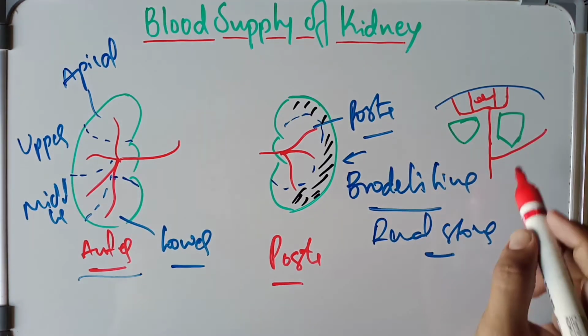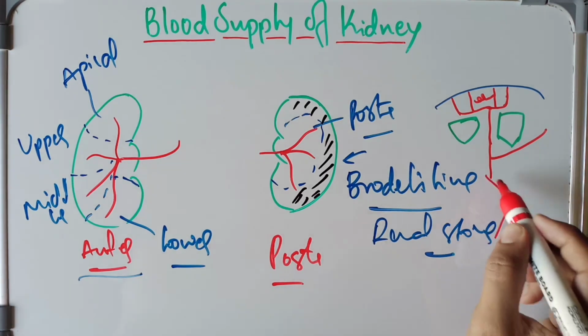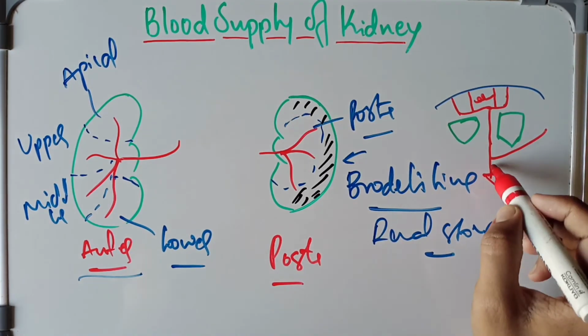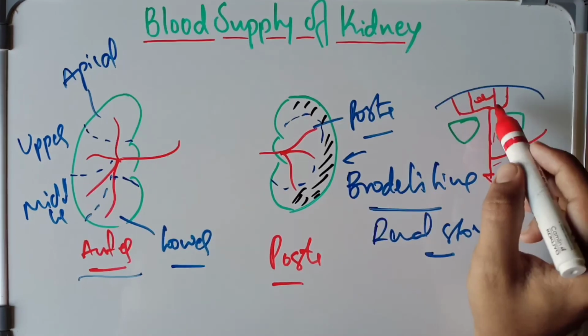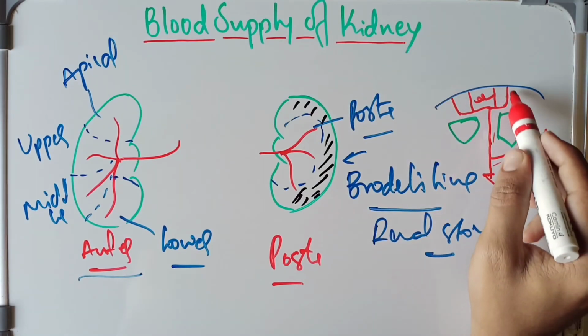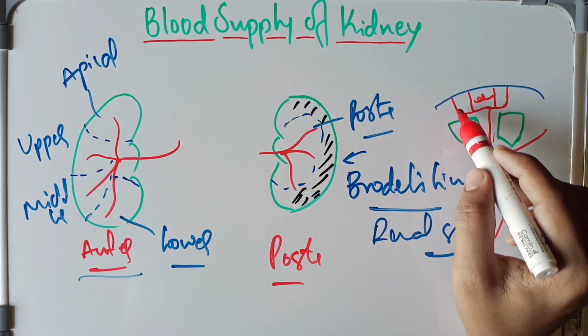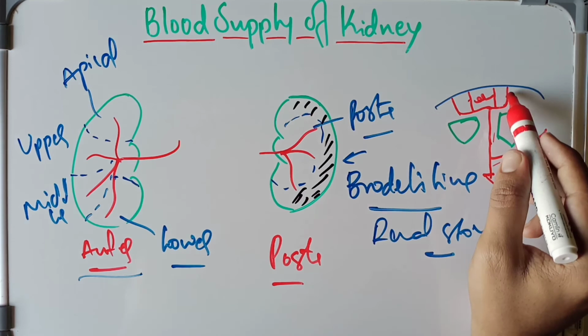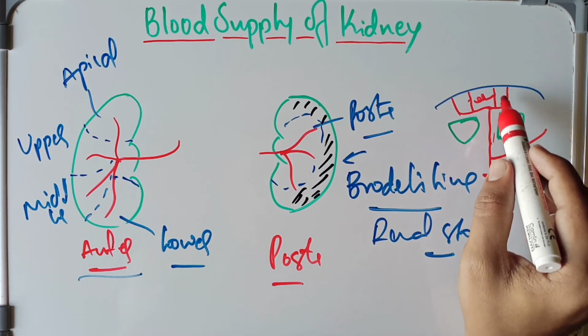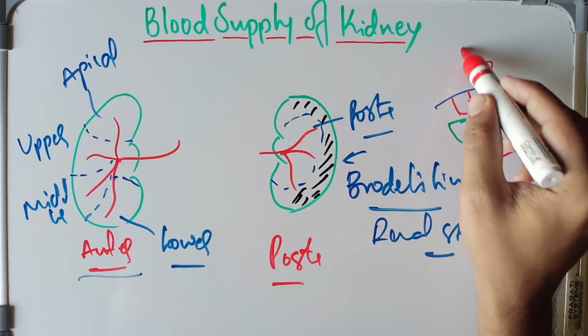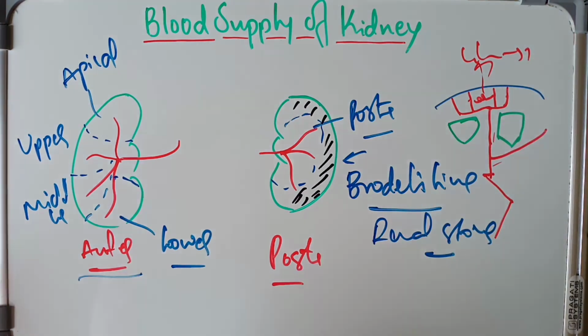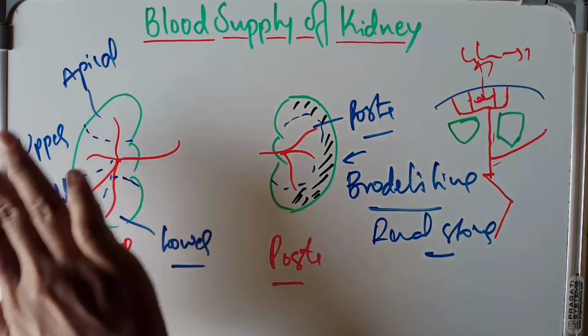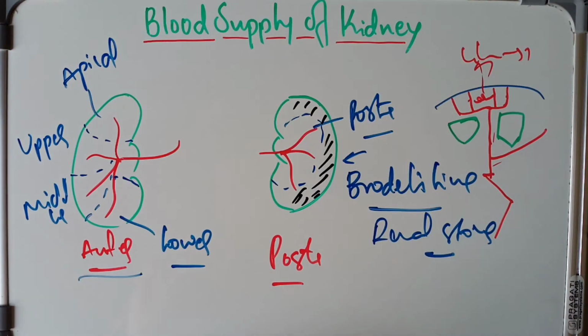So these are the segmental arteries. They will give rise to the lobar arteries. Lobar arteries will give rise to the interlobar arteries. Interlobar arteries will give rise to the arcuate arteries. From the arcuate arteries arise the interlobular arteries, and finally from the interlobular arteries we have the afferent arteriole giving rise to the glomerulus and also the efferent arteriole. So basically this is the entire blood supply of the kidney.